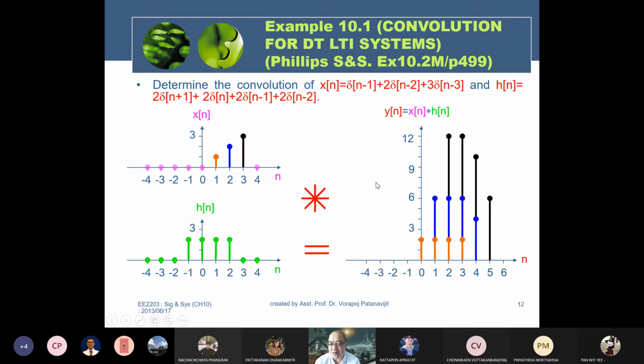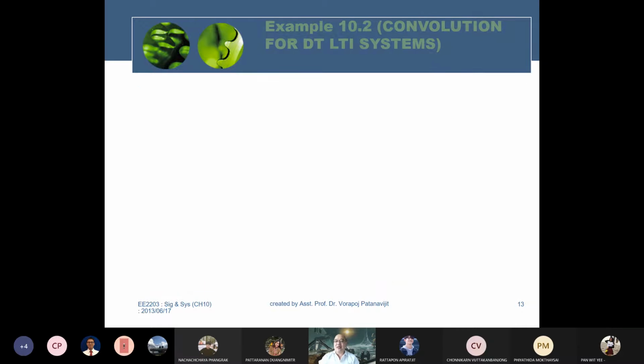After you finish each multiplication, you add all of them. This is the result of the multiplication, the convolution result. Now for the next one, we will provide another example.